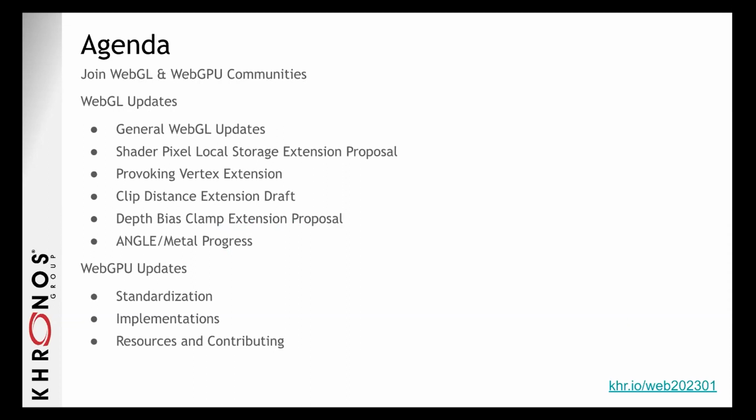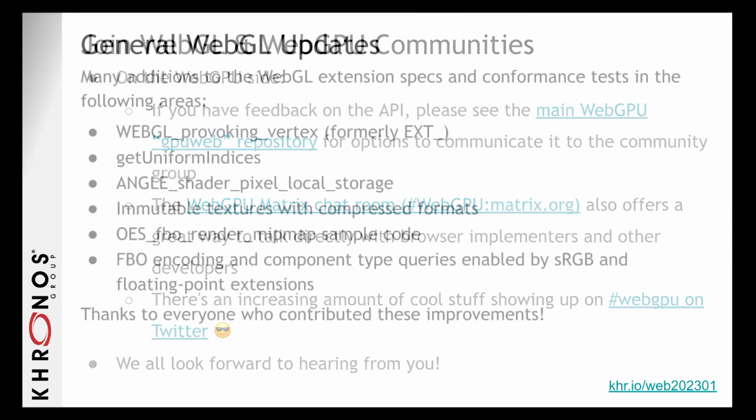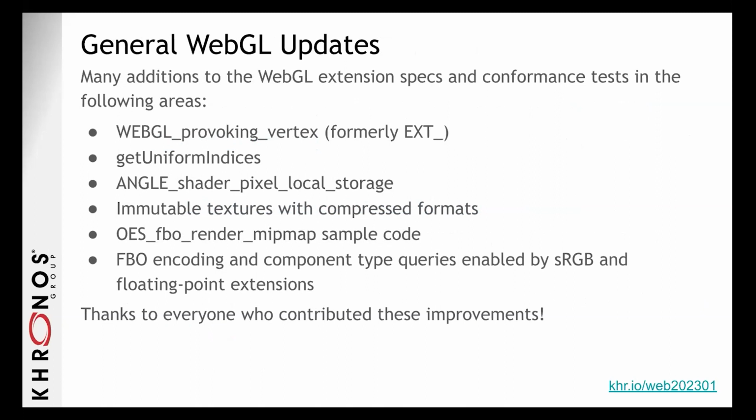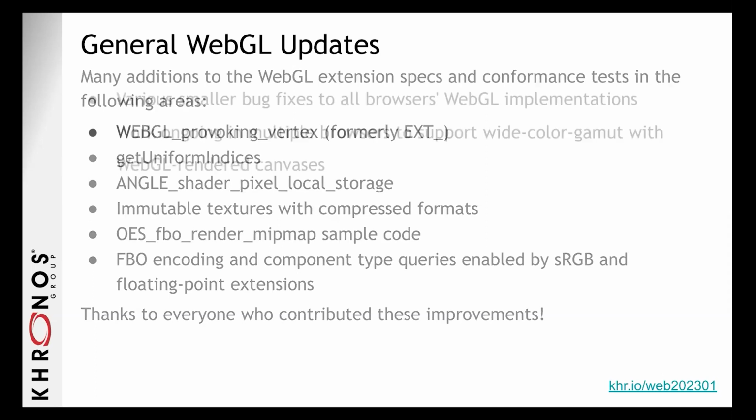So from the WebGL side specifically, we got a bunch of little stuff to talk about, so jumping right in. We've had many additions over the past couple of months to the WebGL extension specifications and conformance tests in a bunch of areas around provoking vertices, uniform indices fetching, pixel local storage, which is an exciting new development, immutable textures with compressed formats, a bunch of stuff. So thank you to everyone in the community who contributed these improvements.